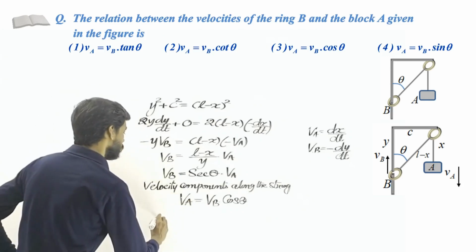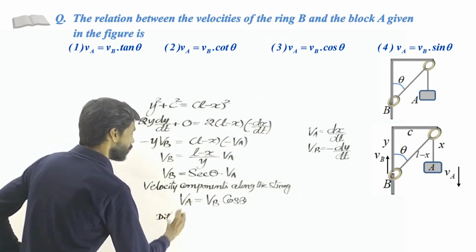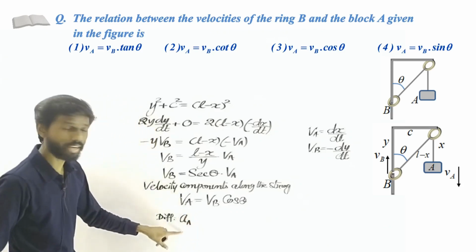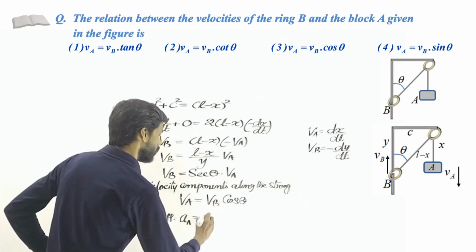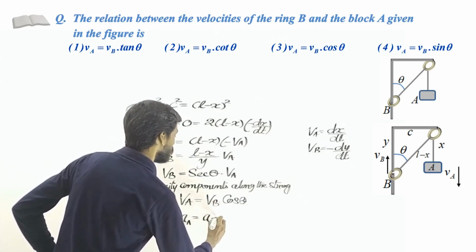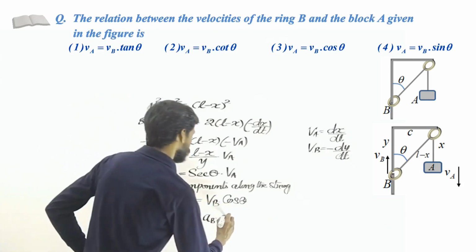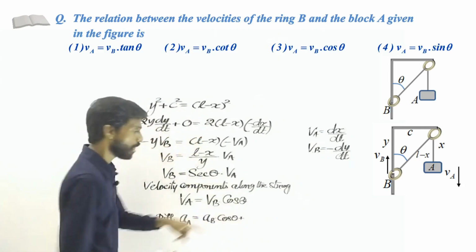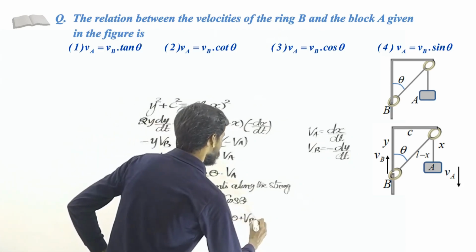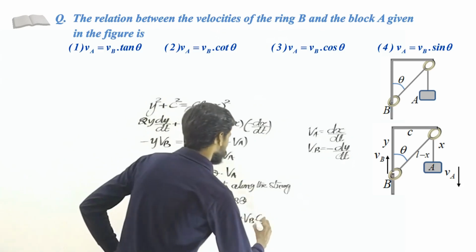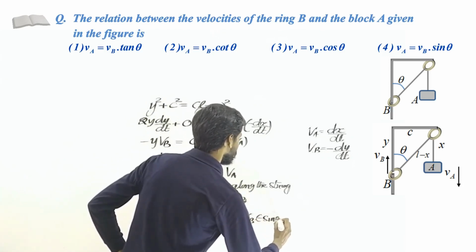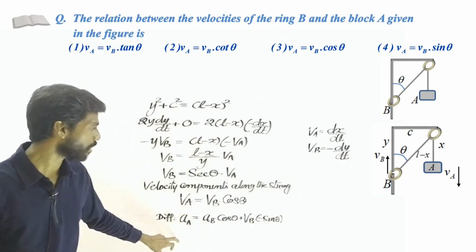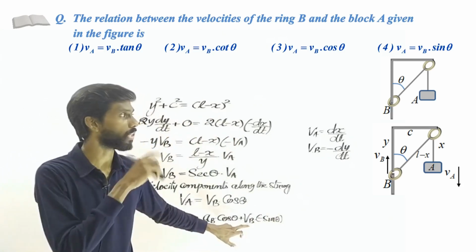So if you want to write this, this is the differential. So if you differentiate the velocity, we get the acceleration of the object A. So that equals, if you differentiate this, the acceleration of the point B multiplied by cos theta as it is, plus this multiplied by the derivative of this. So the velocity of B multiplied by the derivative of cos theta, that is minus sin theta, right?